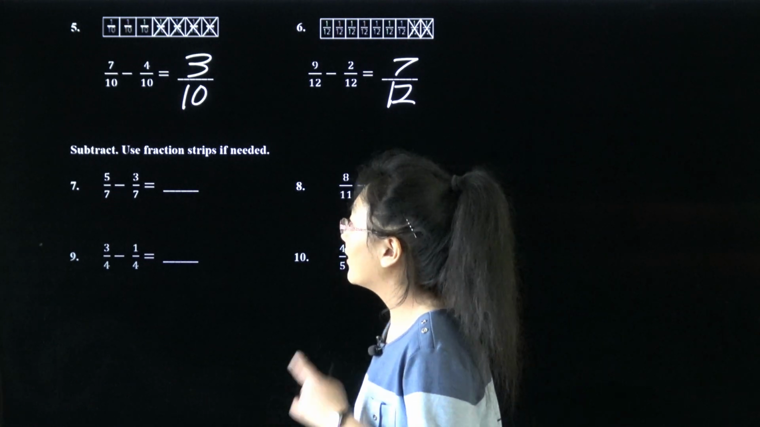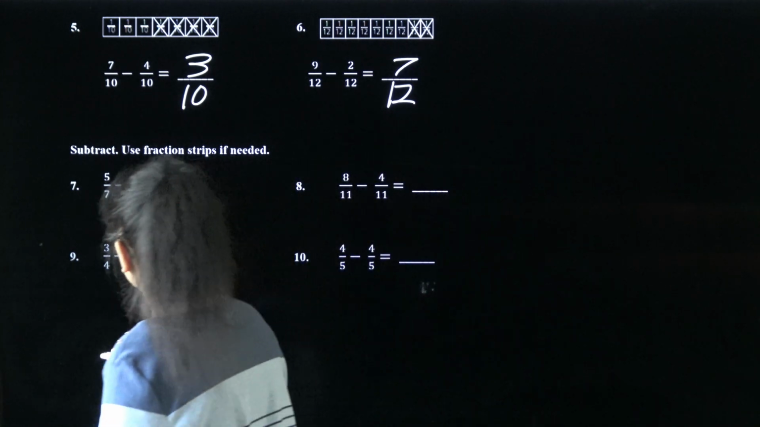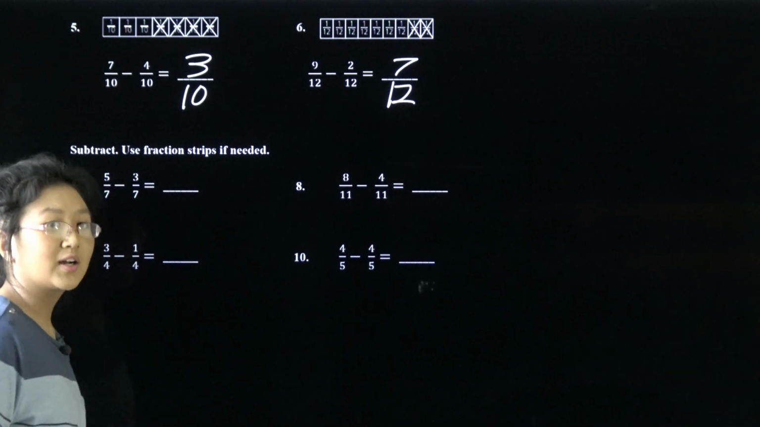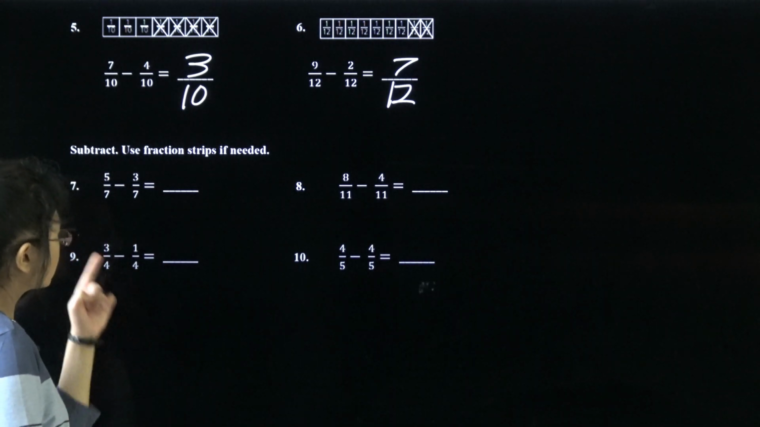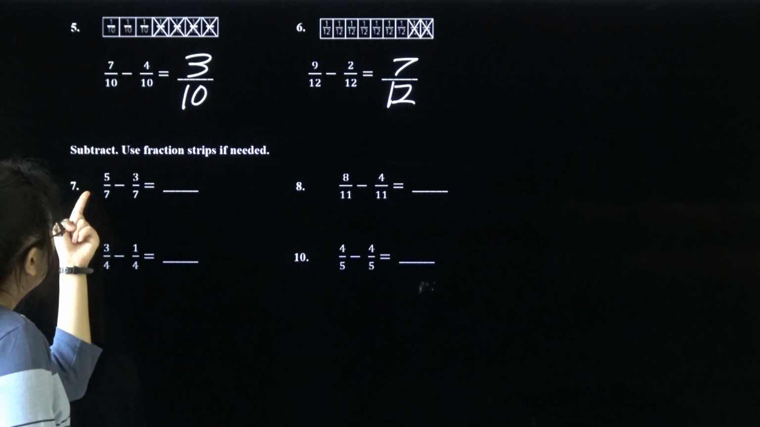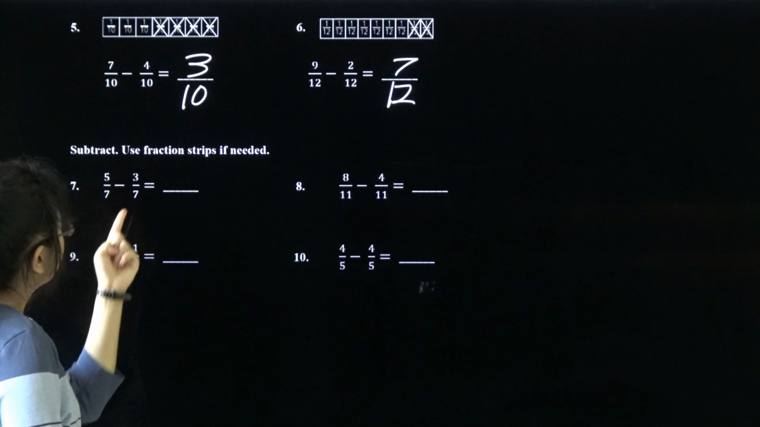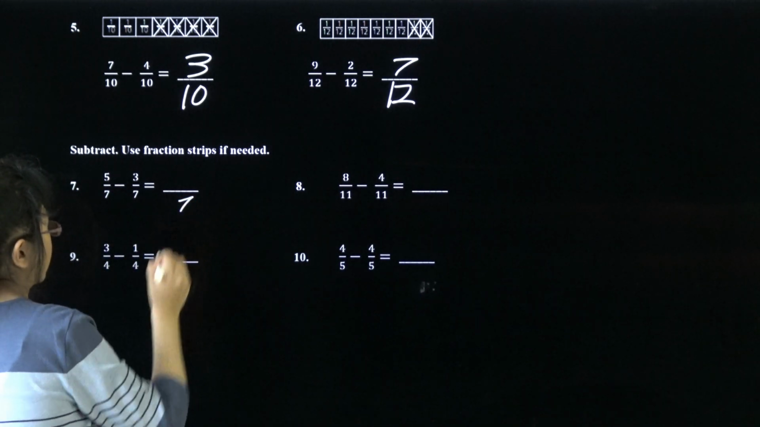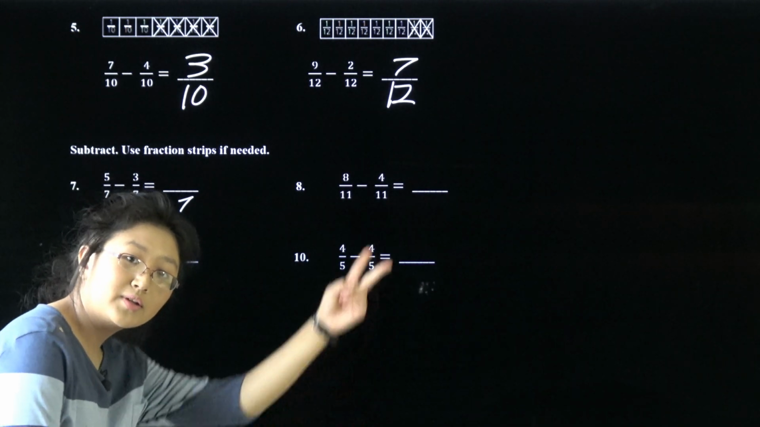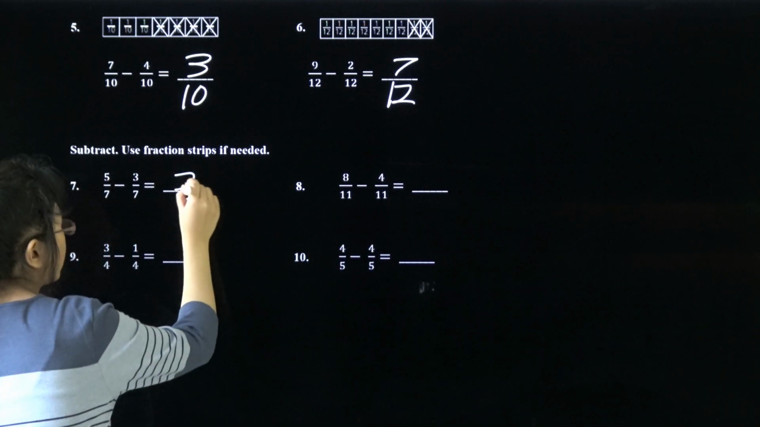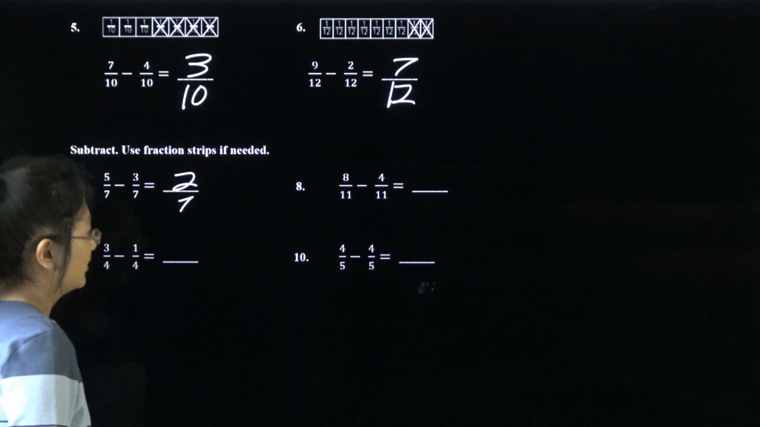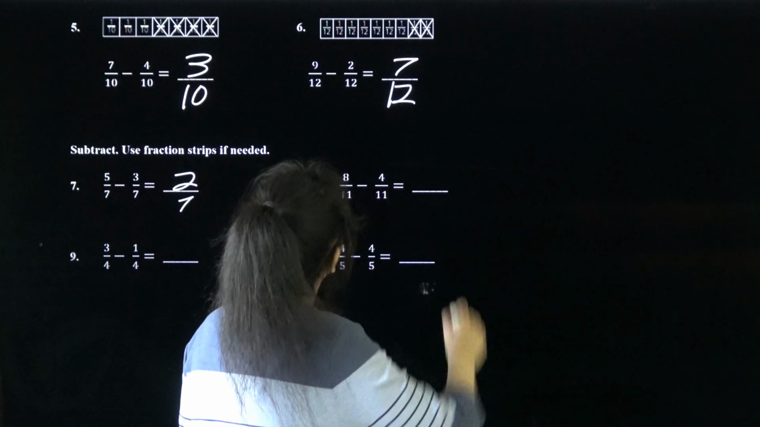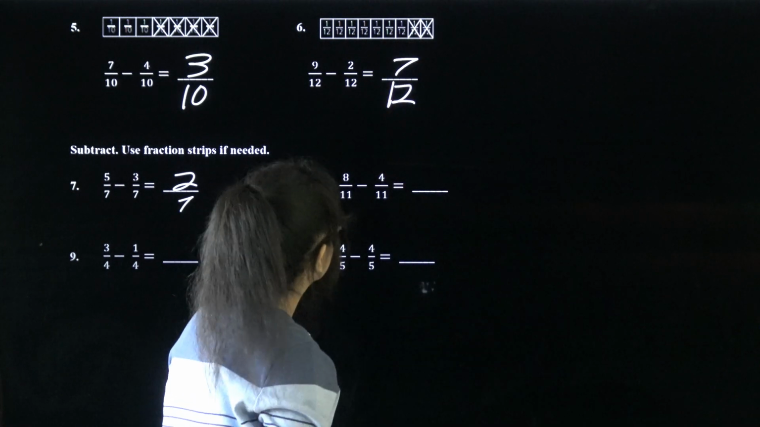Use fraction strips if needed. Subtract. So these are all like fractions, so we really don't need fraction strips. 5/7 minus 3/7. Well, 7 stays down here. 5 minus 3 is equal to 2. 5/7 minus 3/7 equals to 2/7. If you want to think about it, well, there's a visual right up there.